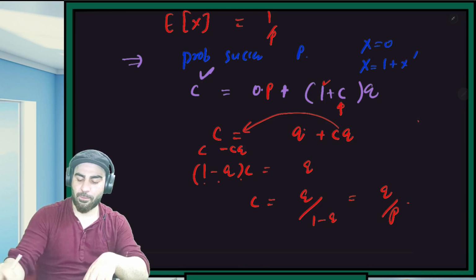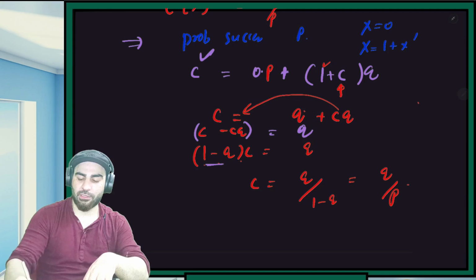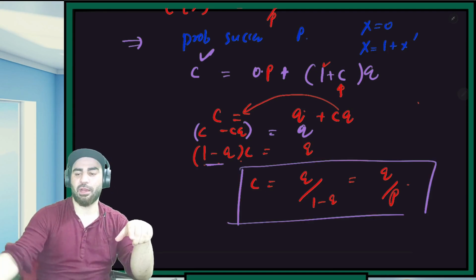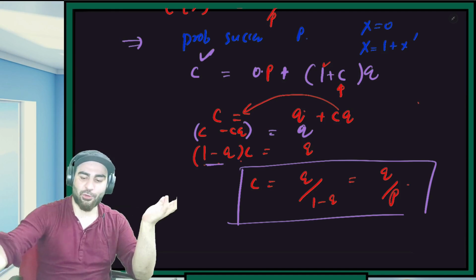I took C common out of this, so this is 1 minus Q, this is equal to, and I took the C over here and then took the denominator. This was, I think, a pretty good solution given as a recursive. So this also matched the calculus problem, confirming the calculus.